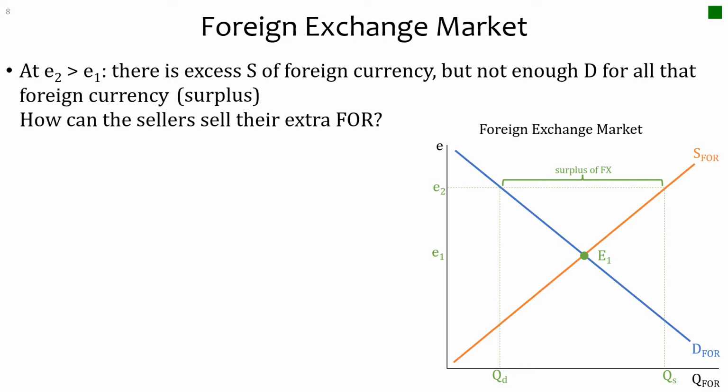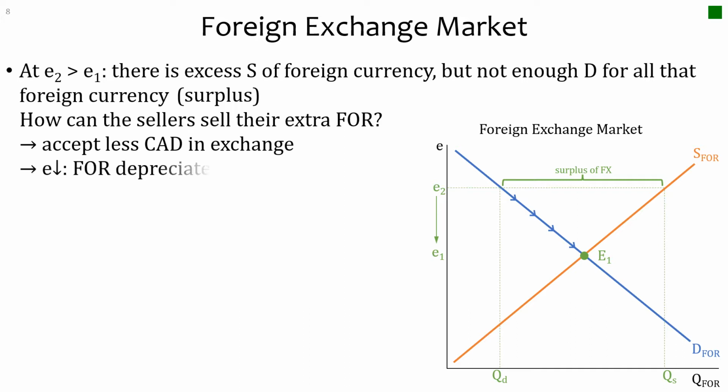Now, how can the sellers sell their extra foreign exchange? They have a lot of supply, but there's not enough demand, right? If that's the case, they'll have to accept fewer Canadian dollars in exchange. So they will have to accept a lower price in exchange for their product, in this case, foreign exchange. And that's why the exchange rate is going to drop gradually. Okay, so we're going to approach the equilibrium, and E2 is going to approach E1. So the exchange rate is going to drop, which means the foreign exchange depreciates, whereas the Canadian dollar appreciates. They always move in opposite directions.